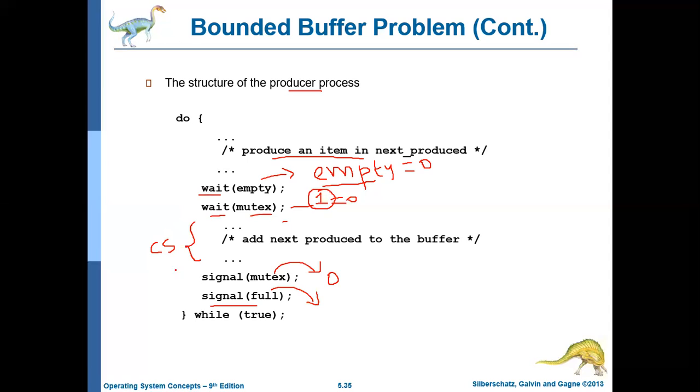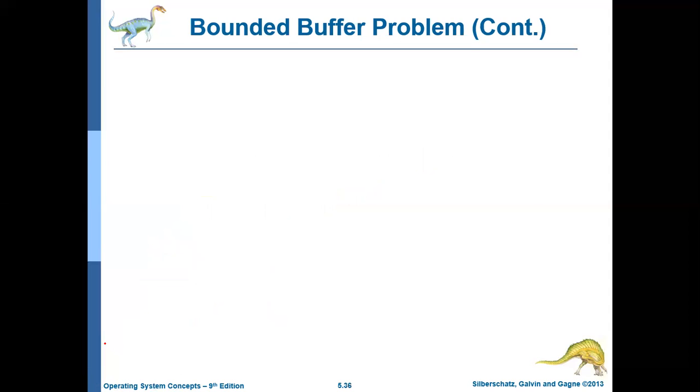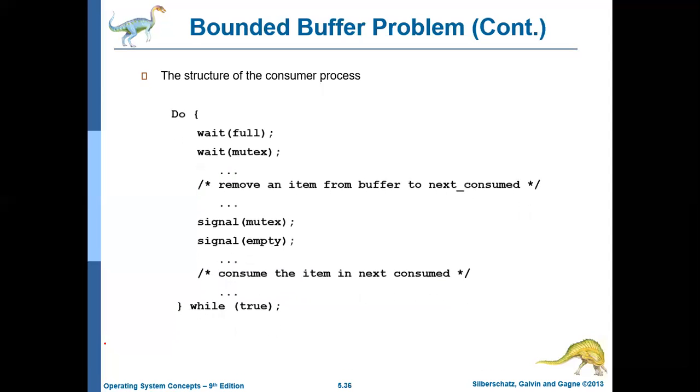So this is the code for the producer, which ensures that the critical section or the shared buffer can be accessed with synchronization and without any problems like race condition. Similarly, let us see the code for the consumer. Here you can see the consumer code.